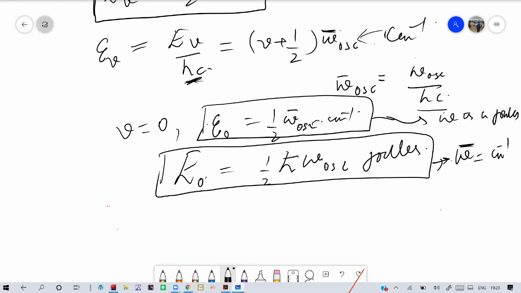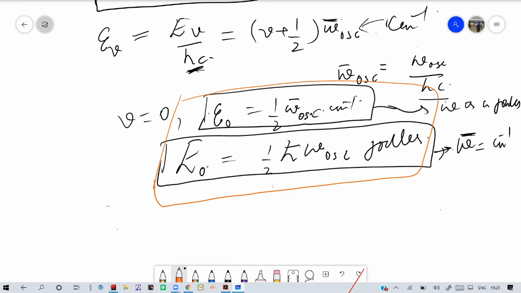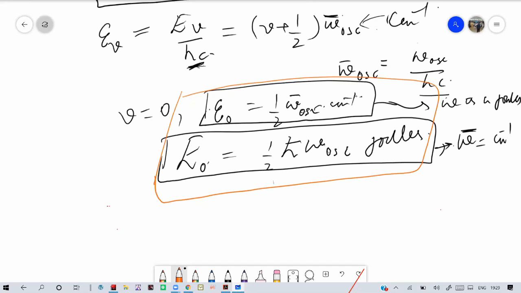And the energy which we are rating here, this is the zero point energy, and it depends upon that frequency, the classical vibrational frequency omega. That is a classical frequency actually.